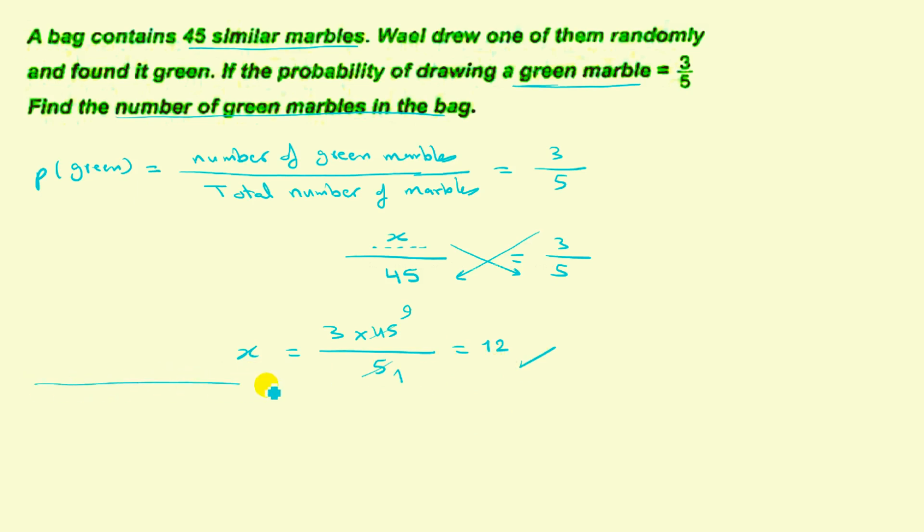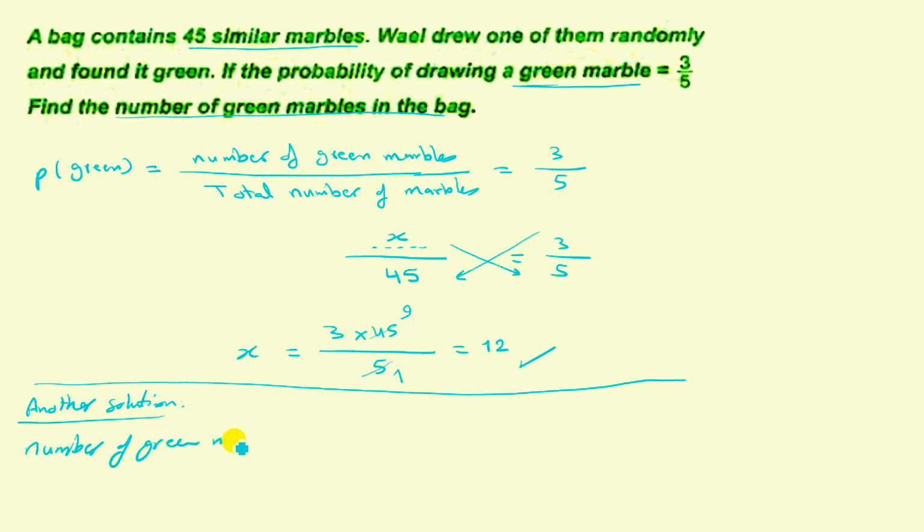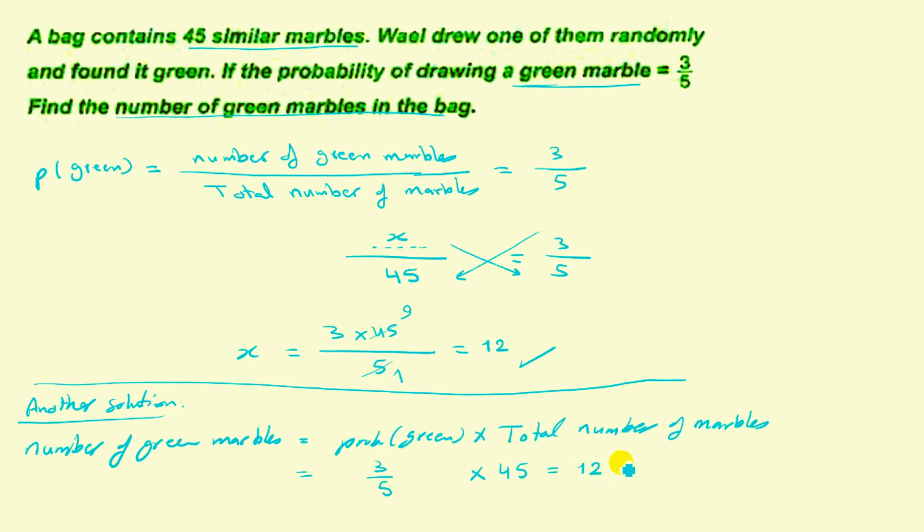This is one method. There is another solution. You want the number of green marbles, so you multiply the probability of getting a green marble times the total number of marbles. The probability of green, 3 over 5, times the total number, 45, is equal to the number of green marbles. This is another method.